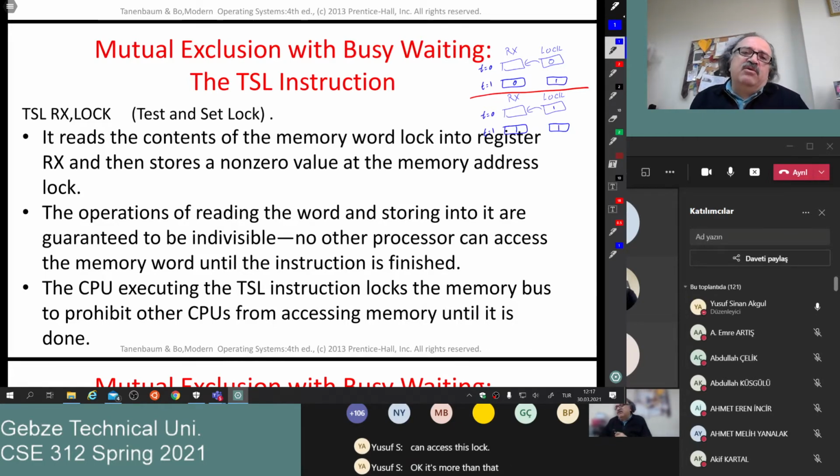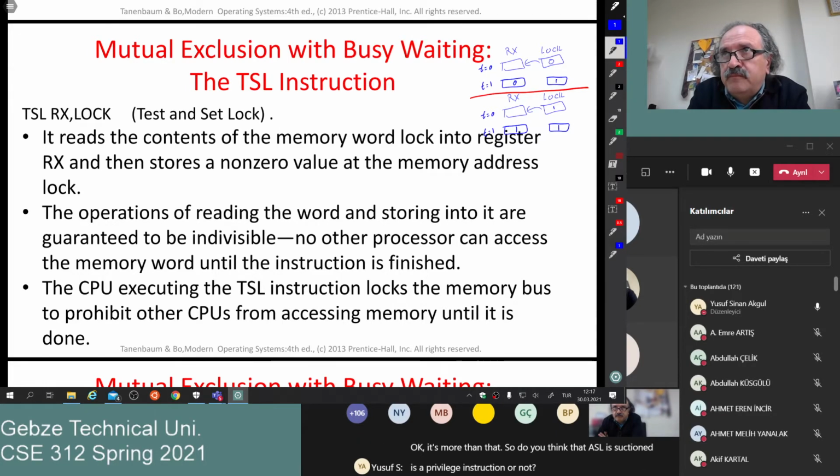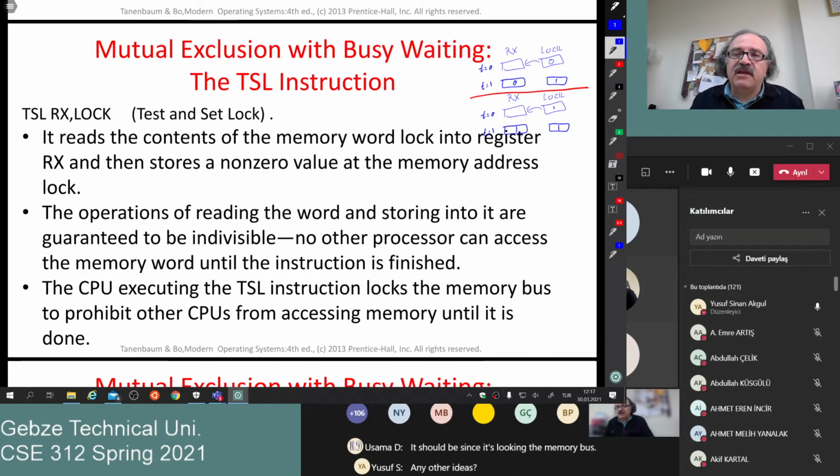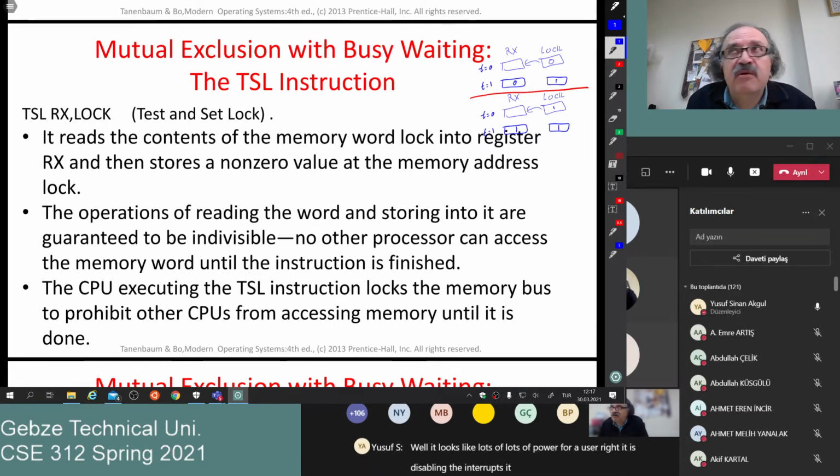So do you think that the TSL instruction is a privileged instruction or not? What do you think? It should be, since it's locking the memory bus. Any other ideas? Well, it looks like a loss of power for a user, right? It is disabling the interrupts. It is locking the memory bus. But does it have to be privileged?